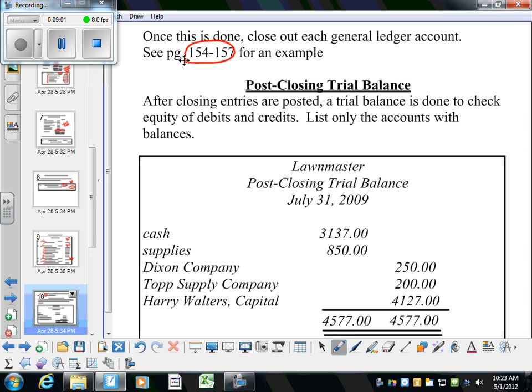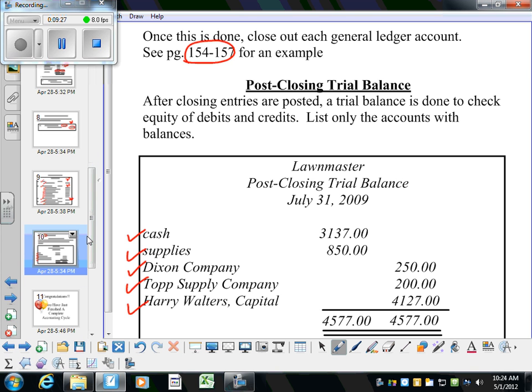You need to do a post-closing trial balance to make sure that everything that still has an account balance is going to still be balanced. So at this point, only your assets, cash, and supplies should have balances. Your liabilities, Dixon Company and Top Supply Company, and your Harry Walters Capital. And make sure they balance, and then you know that you're ready to move on to the next month. Okay, and then that's everything in a nutshell. So that's actually the hard part done there for you.